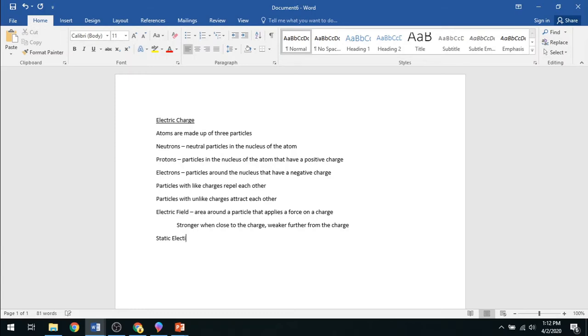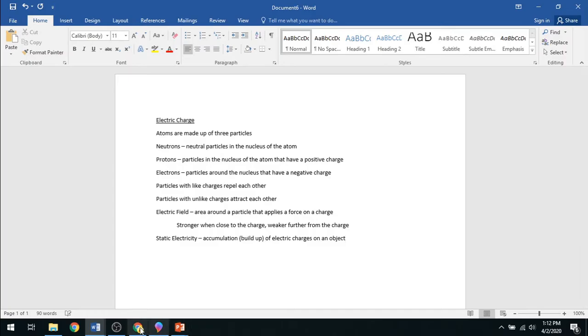Now, what is static electricity? Let's see if I can spell it right. Okay. Static electricity is the accumulation or buildup of electric charges on an object.